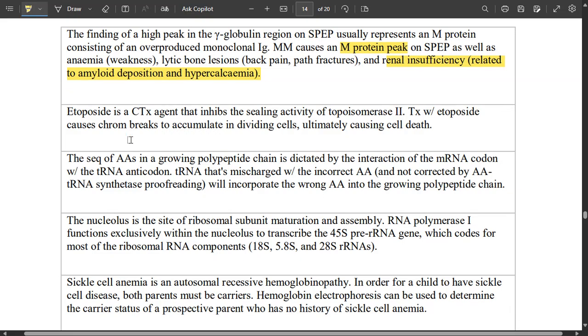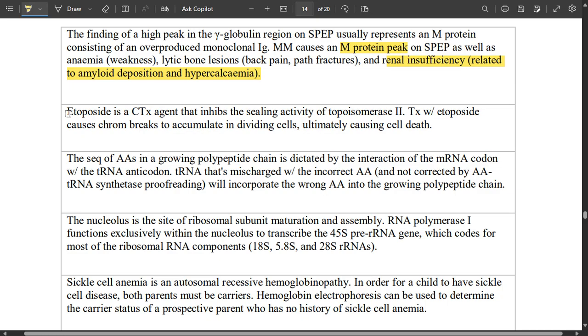Etoposide is a chemotherapeutic agent that inhibits the sealing activity of topoisomerase 2. Topoisomerase 2 has two domains, and the second domain represents ligase function. With etoposide, the ligase domain is cut off. Therefore, the high supercoiling, after being cut by the first domain of topoisomerase 2, cannot be sealed because the ligase domain is cut off.